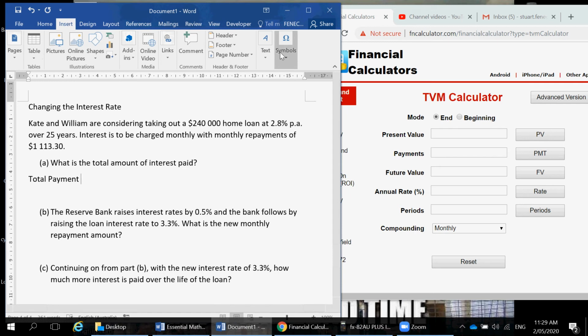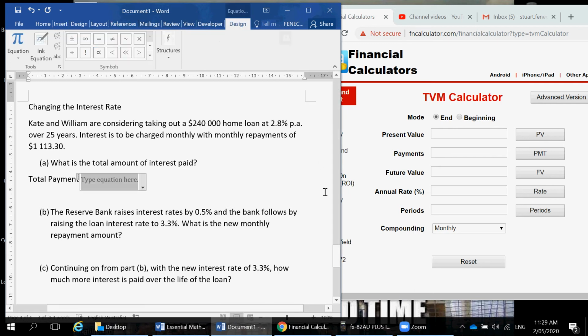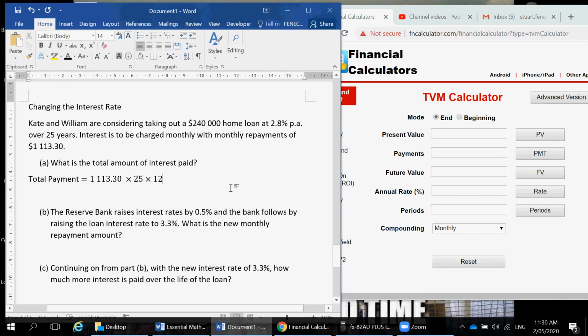Well, we are told they paid $1,113.30 every month, and we need to know how many months was their loan. It was 25 years. To get the number of months, we would multiply 25 by 12. So 25 times 12, you'll end up realizing it's 300 months. I could have just put 300 there, but that's all right.